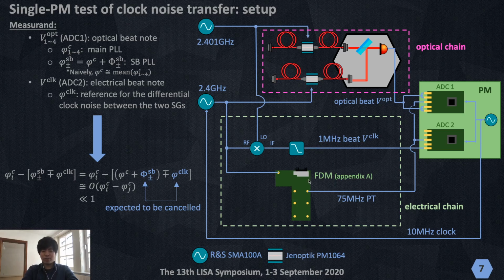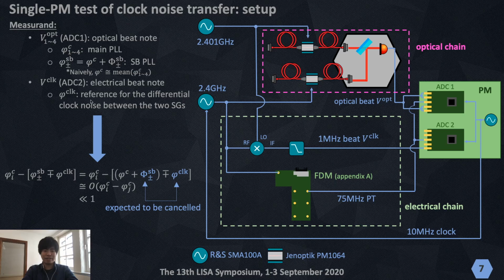And here we have one more circuit called the frequency distribution module, which can generate a 75 MHz pilot tone from a 2.4 GHz input. If you are interested in this circuit, please also check Appendix A. So in total, we have this measurement, optical chain and electrical chain. In the optical chain, we can measure the dynamics of the carrier-carrier beat note with the main PLL, and with the sideband PLL, we can also measure the carrier-carrier beat note and sideband dynamics.